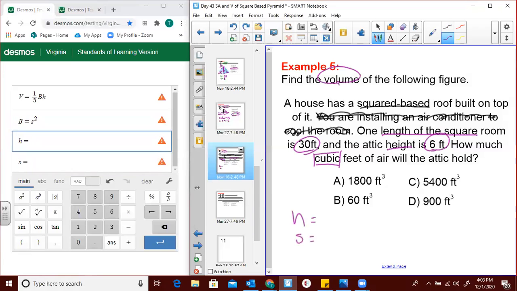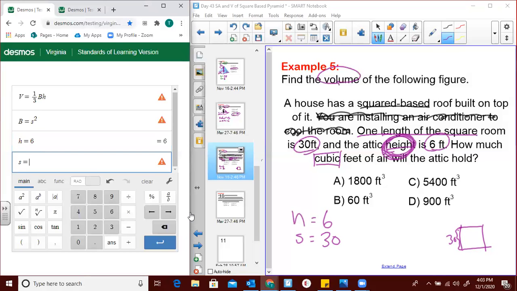Well, we have this word big time right here. Height is 6 feet, no brainer, 6 feet, no problem. Well, the only other number in the problem is 30. So we know the side's going to be 30, but let's just look at it because I know some people have some issues with this. Length of the square room, one length of the square room. So if I have a square room and I'm looking at one length of it, it's going to be 30. So that's our side length. All right. And then again, just pop it in Desmos, 6, 30, scroll up. Oh, we didn't have to scroll for this one. And we know it's going to be 1,800 feet cubed, 1,800 cubic feet.